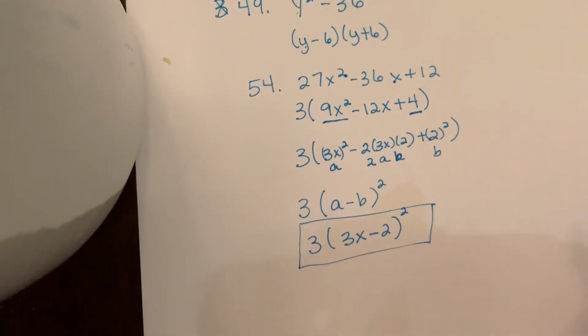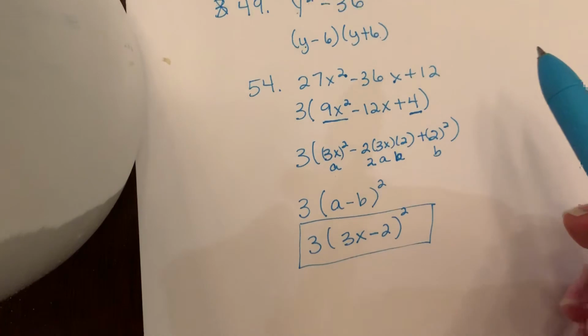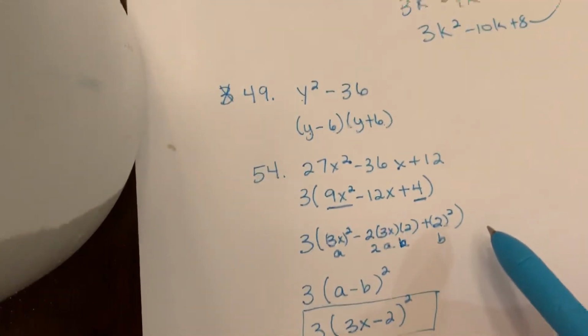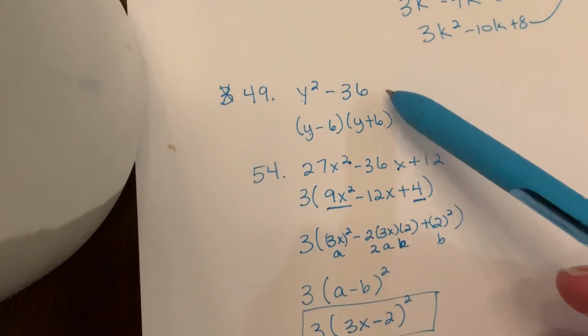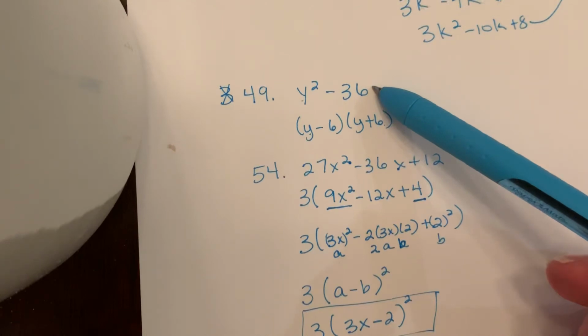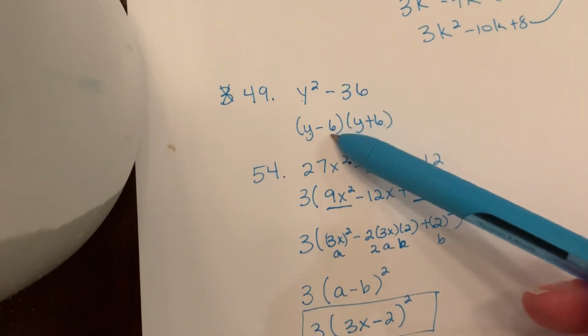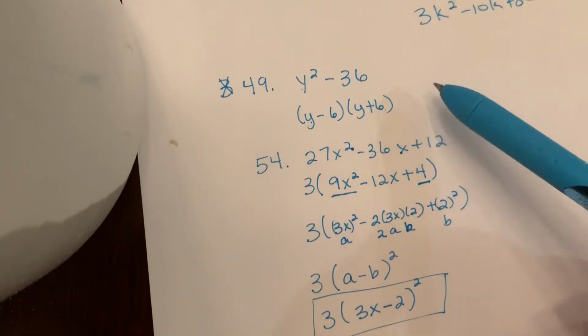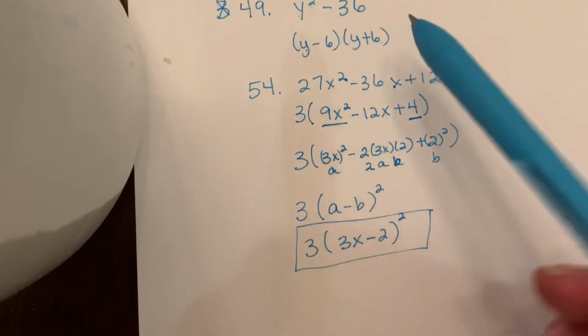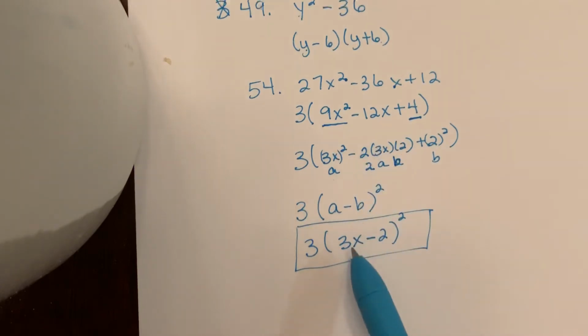Looking for those special cases on the trinomials and the polynomials when you're factoring is really important because it makes your factoring so much easier. If you have a difference of squares and you follow that model, you can quickly come up with the factors. If you have a perfect square trinomial and you follow the model, you can quickly come up with the factors. It makes things so much easier.